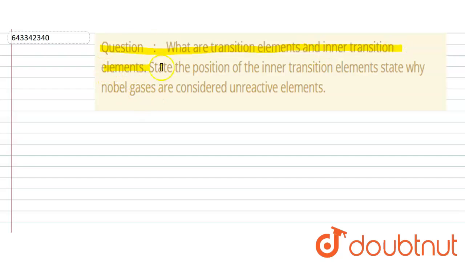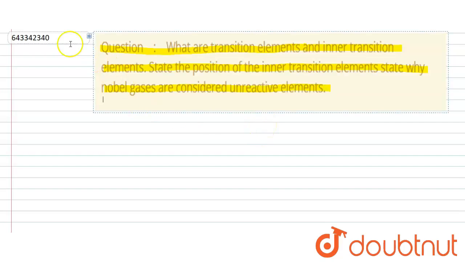Hey everyone, the question asks: what are transition elements and inner transition elements? The second portion asks: state the position of the inner transition elements. We are also asked: state why noble gases are considered unreactive elements. So this is the question.